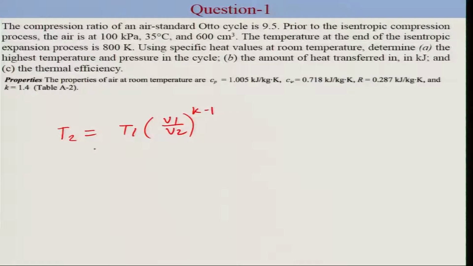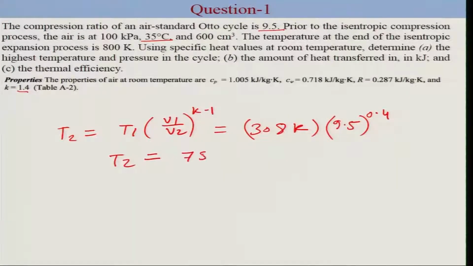T1 we know, it is given in the question, which is 35 degree centigrade. After putting this value here, 308 Kelvin. V1 by V2, which is the compression ratio, is given to us, which is 9.5. So, 9.5 to the power k minus 1, since k is 1.4, it will be 0.4. So, from here we get T2 equal to 757.9 Kelvin.